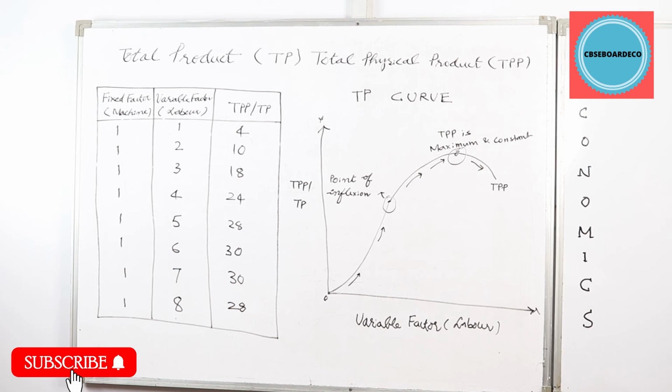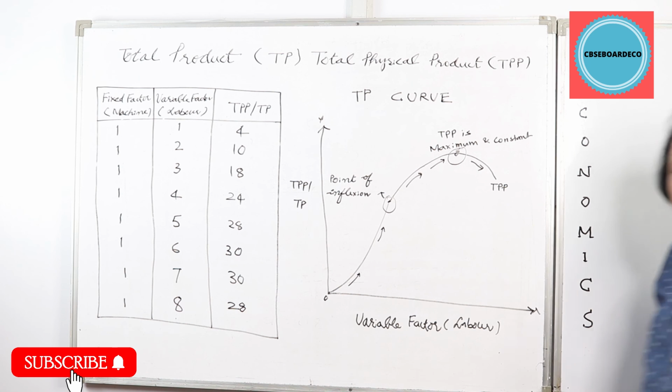You can see the graph here. In the above figure, units of labor are shown on the x-axis and TPP is shown on the y-axis. As the units of labor increase, TPP is also increasing, but the rate of increase is not always equal. At the initial stage, it is increasing at an increasing rate, then increasing at a diminishing rate, and finally it declines. It's falling down.